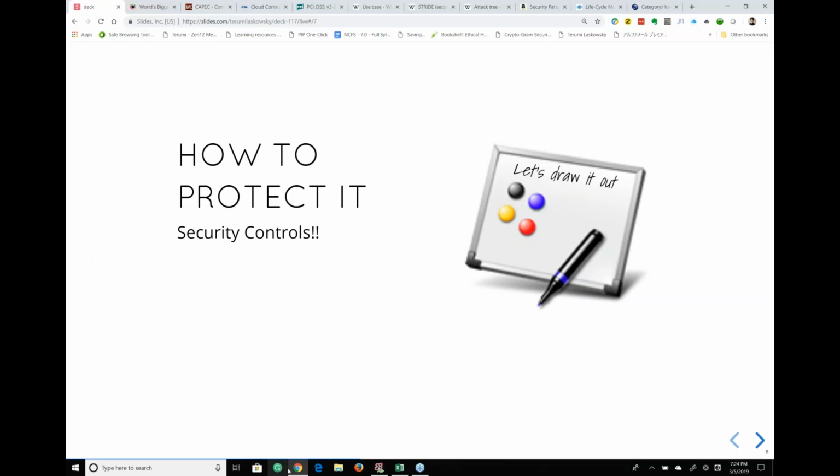So there you go, how to protect it by putting in controls. And so your job then is to design in these controls, okay, to protect your system. So moving on to the next topic.